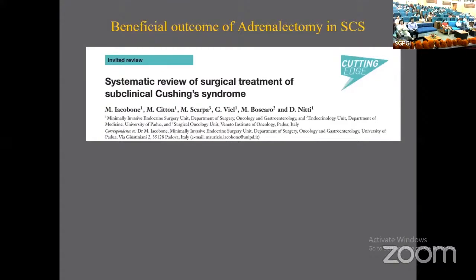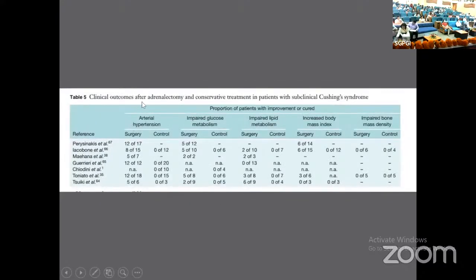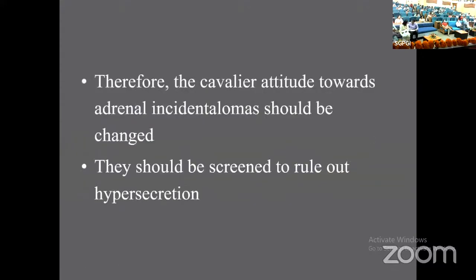Not only that, it has been shown in this beautiful review by Ecobone from Italy that the patients who were operated on for subclinical Cushing syndrome all had a reduction in arterial hypertension, their glucose got better, the lipid metabolism improved, the body mass decreased in obese patients, the osteoporosis improved, and overall they had a good quality of life.